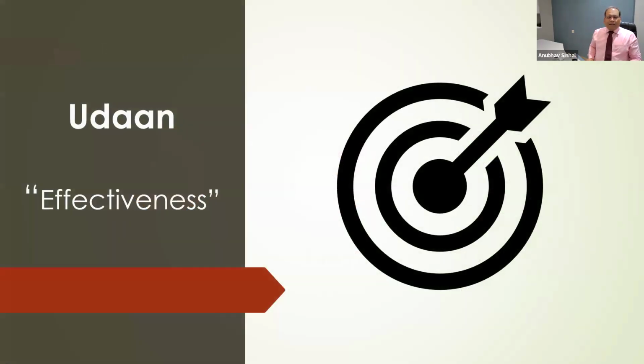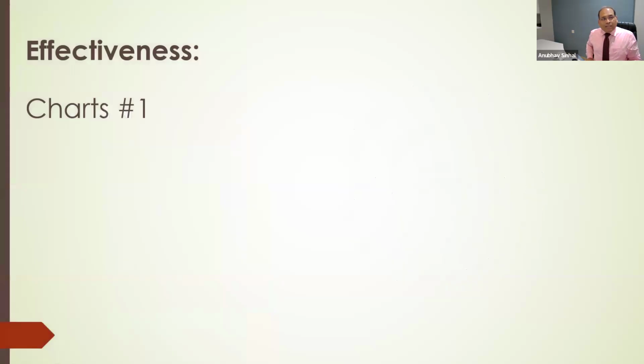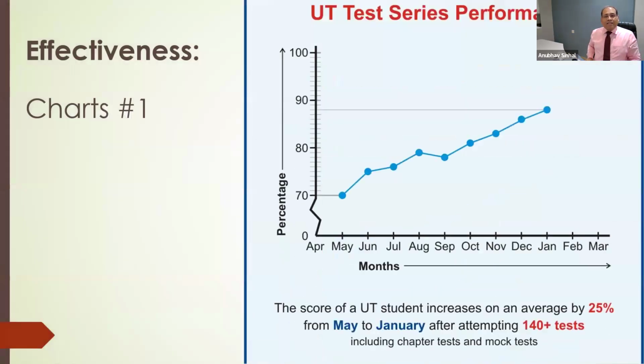Now comes my next part. Is it effective? So statistically, are we hitting the bullseye? Statistically, these are the last year statistics, and this is how the marks have been improved. In the month of May, when they started, an average percentage of these students was around 70%, which moved to around 88-89%. Now that's a class average which has moved about more than 25 percentage points, a jump by May to January after attempting about 140 plus tests.